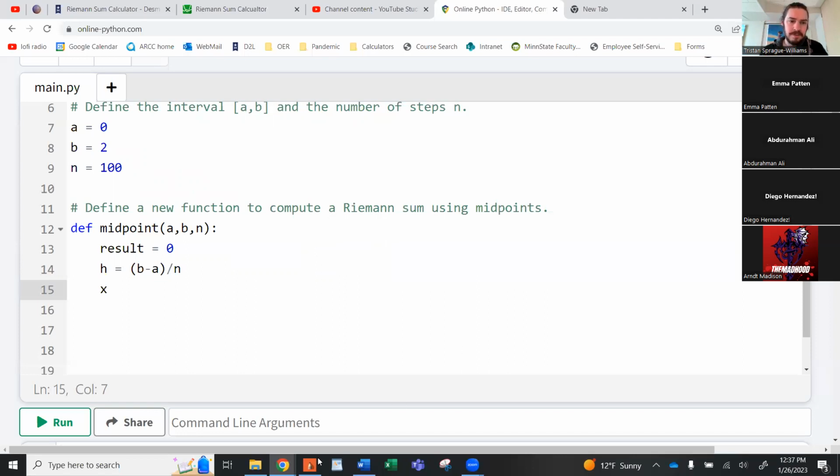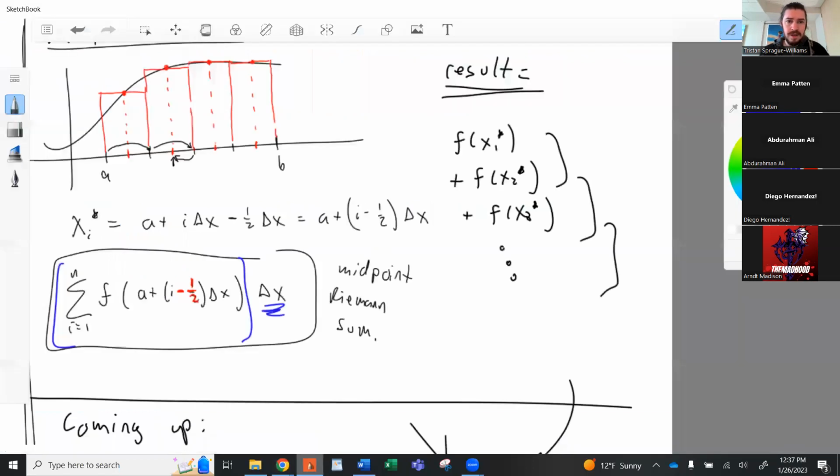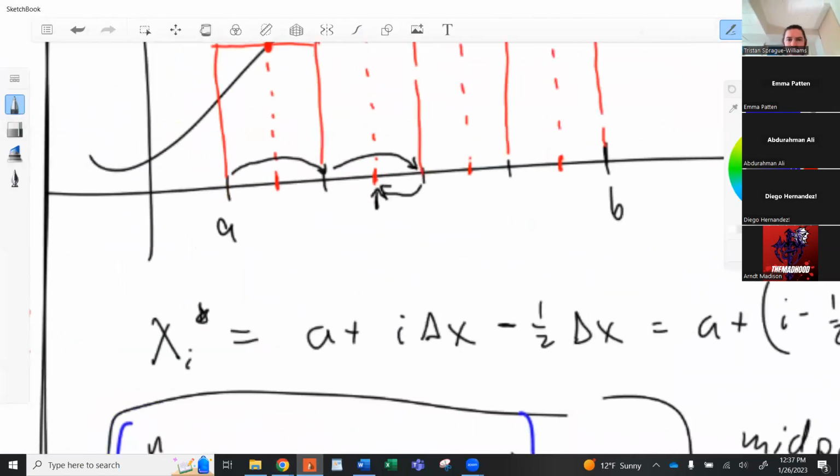And you'll notice that first sample point is going to be a plus a half of h. So a plus h over 2. I had parentheses in my notes. I don't think they're necessary, but I'm going to put them in there just in case. So a plus a half of our h is just starting at the left endpoint and adding half of your delta x. So that's going to put us here.